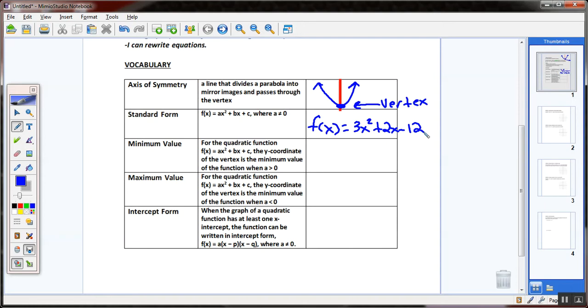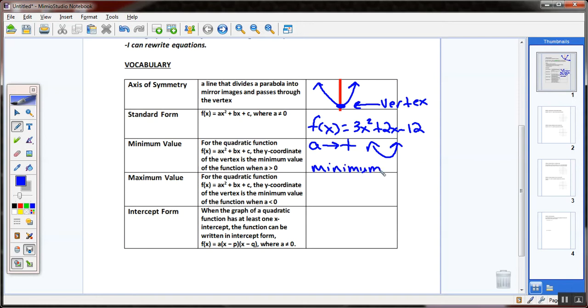Okay? All right, minimum value, kids. We kind of know what this is. I'll read the definition. We'll kind of simplify it over here. Minimum value for any quadratic function, f of x equals ax squared plus bx plus c. The y-coordinate of the vertex is the minimum value of a function when a is greater than 0. So here's the deal. If a is ever positive in standard form, you end up with a U-shaped graph, which is going to imply a minimum at the vertex.